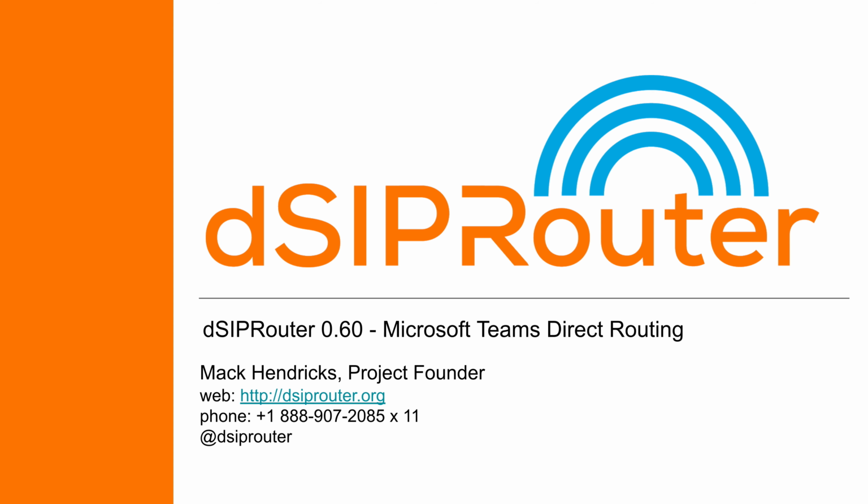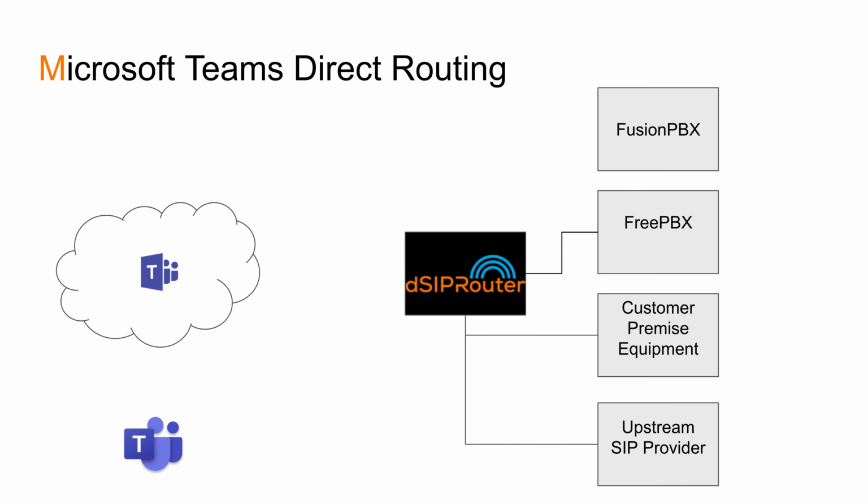So today I'm going to talk about a new feature that we have that allows dSIPRouter to be paired with Microsoft Teams. This is through a functionality that Microsoft Teams has called direct routing. So my use case for the day will be to connect dSIPRouter to my FusionPBX system.